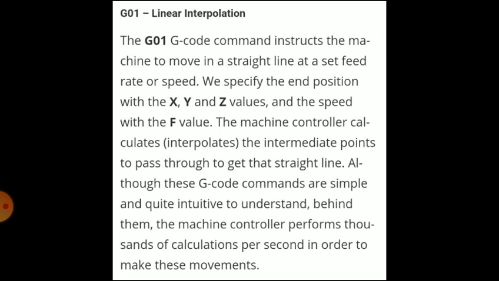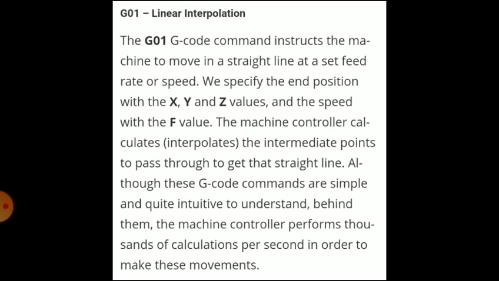Then the G01 code instructs the machine to move in a straight line at a set feed rate or speed. So during this, the machining operation is carried out in a G01 code, that is linear interpolation. So we have to specify the feed and the speed. We specify the end position with the X, Y and Z values and the speed with the F value.